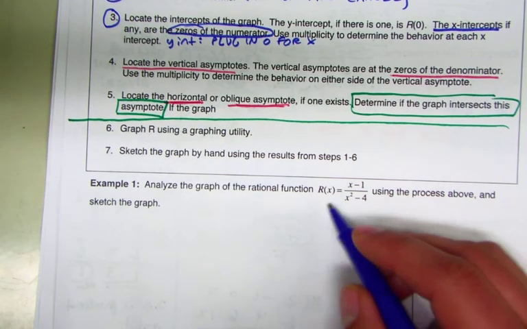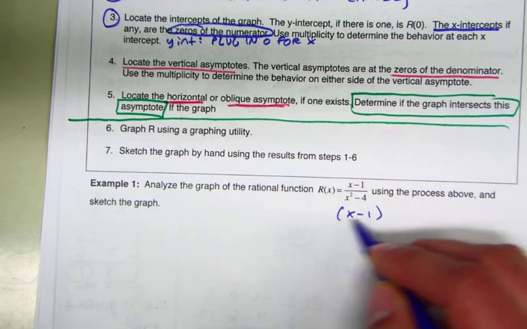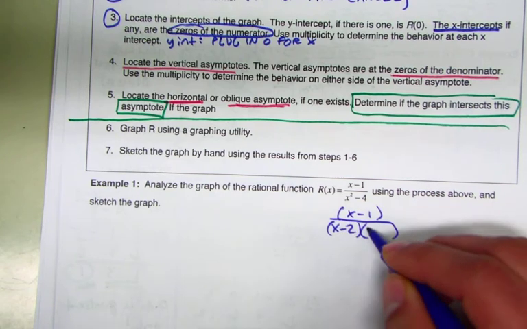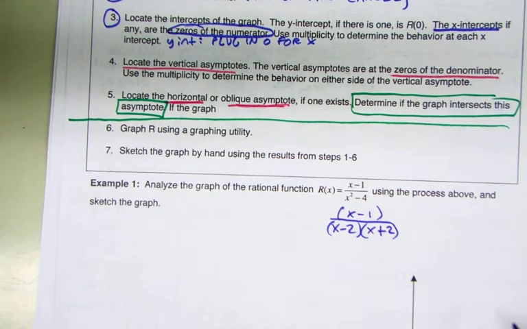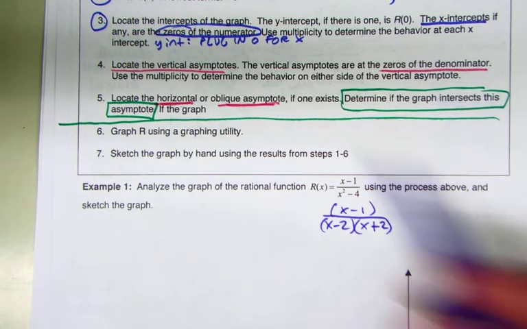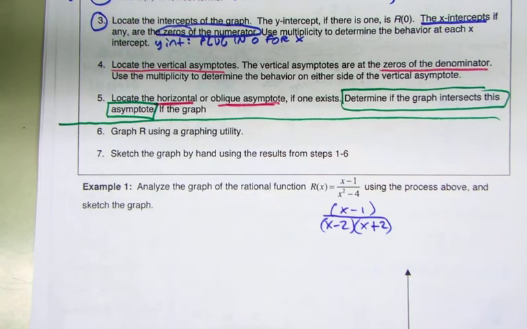Can I factor this at all? Yes. So what is the bottom factor to? Okay, so x minus 2, x plus 2. Can we reduce this at all? No, because there's nothing in common. Okay, so step 1 is done. Step 2 is done. Now we want to find the intercepts.